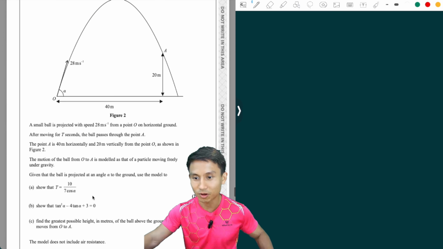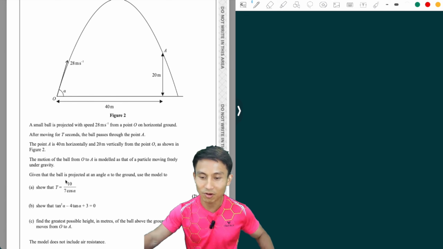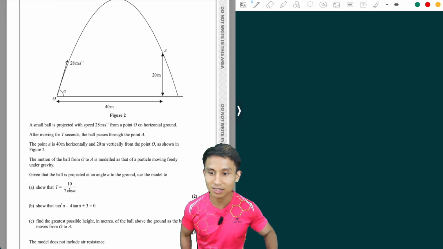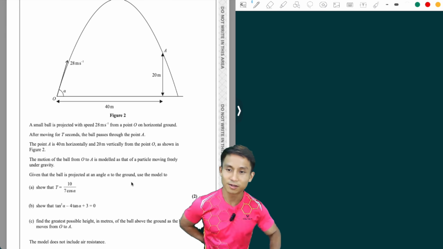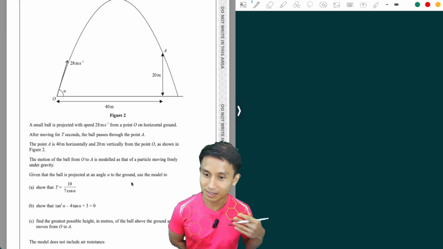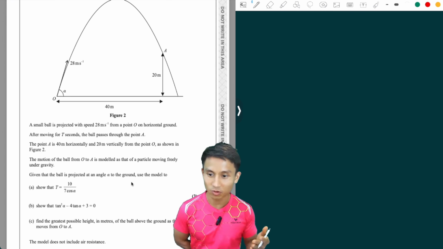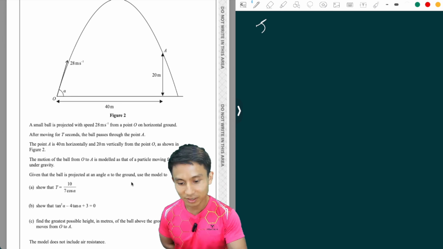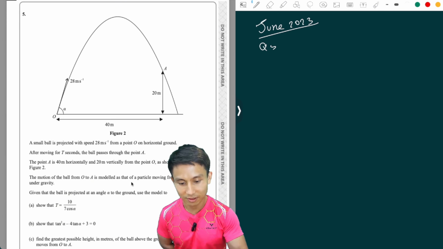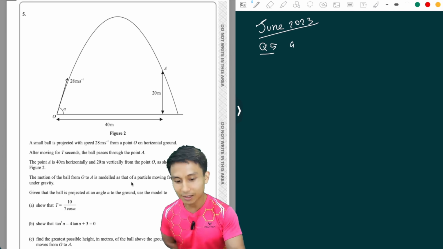The motion of the ball from O to A is modeled as that of a particle moving freely under gravity. Given that the ball is projected at the angle alpha to the ground, use the model to show that T is 10 over 7 cos alpha. Right, so because it's given us the displacement on both components, we're going to use that. So this is June 2023, question 5. Okay, so part A.